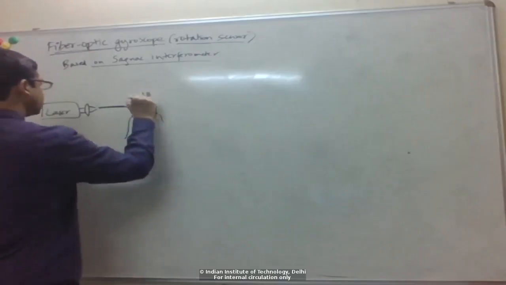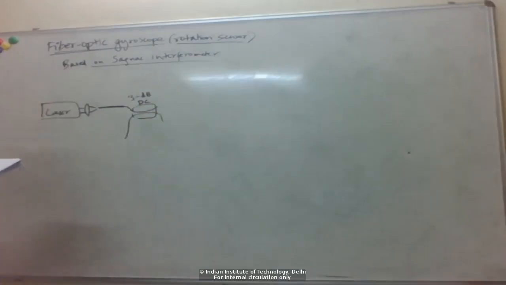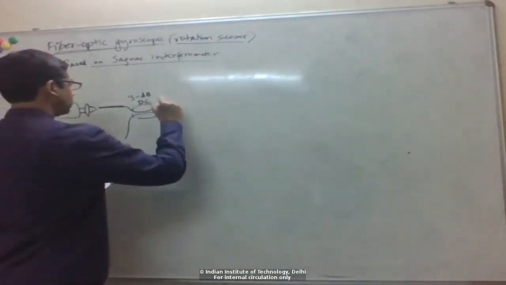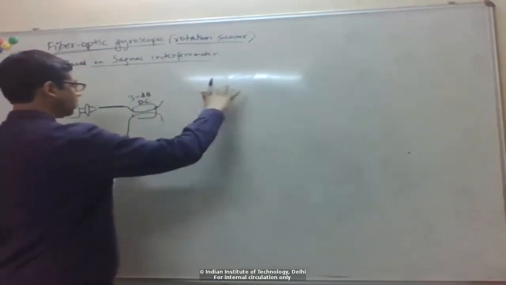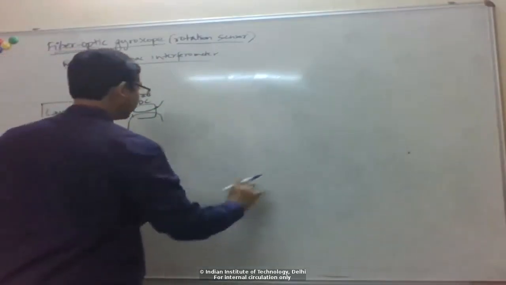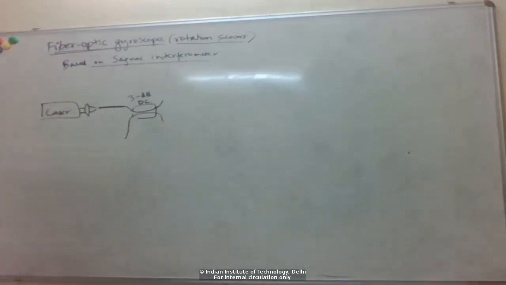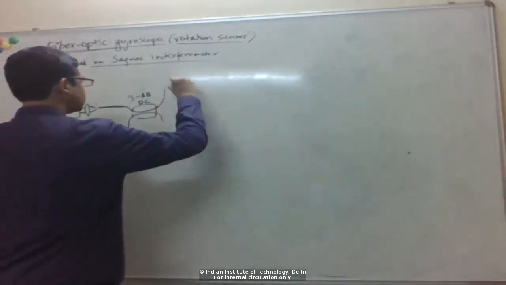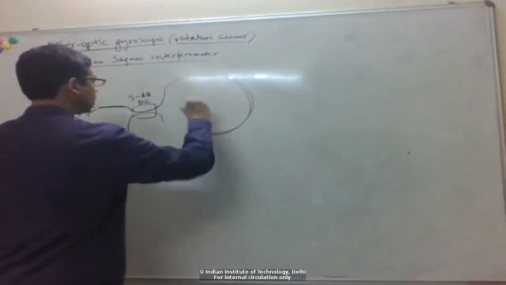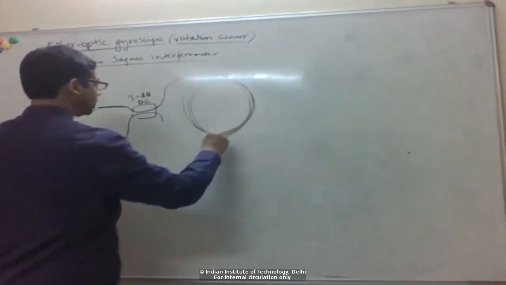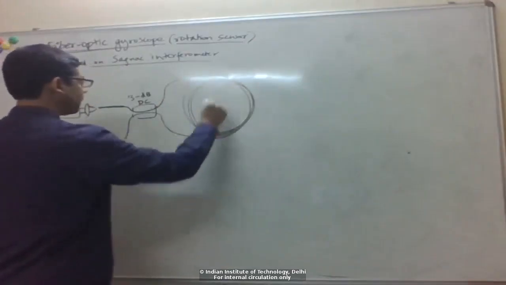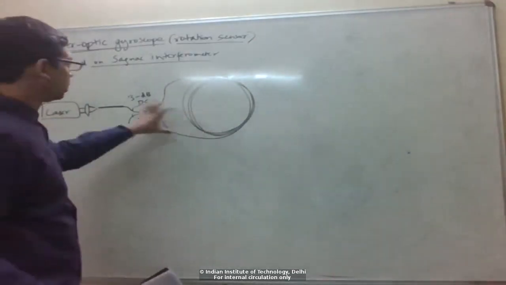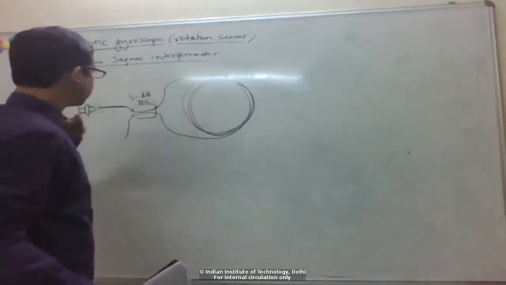Let's say a 3 dB directional coupler here. In the Mach-Zehnder, we had two parts, and then we recombined them using another directional coupler. But here, we wind these two arms together so that one comes back to the other. So we combine the output directional coupler with the input directional coupler.